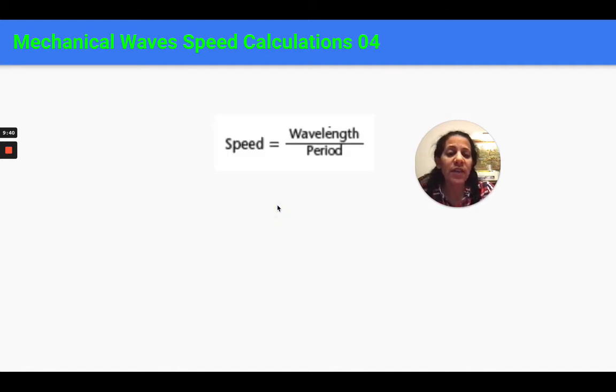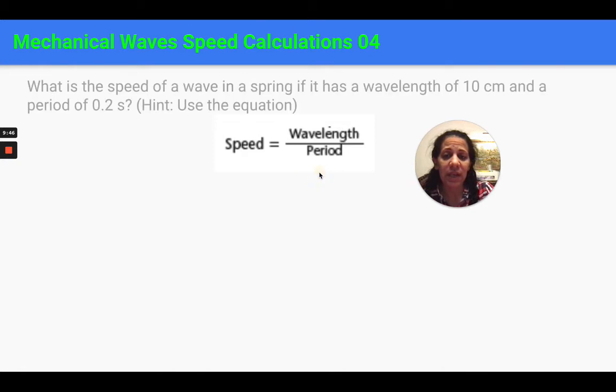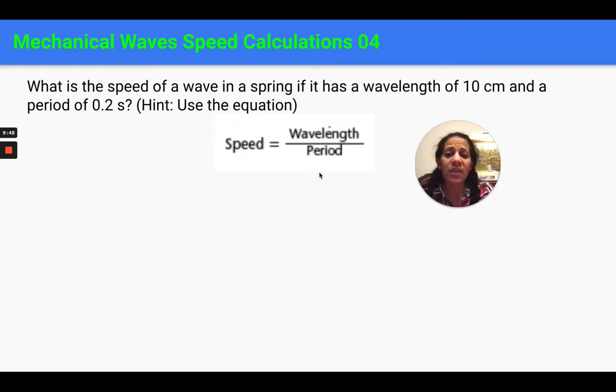Now, if I use the other formula that we talked about, which is speed is equal to wavelength over period, which is the normal distance over time. Let's see what he wants this time. What's the speed of a wave in a spring? Again, this is a longitudinal wave. If it has a wavelength of 10 centimeters and a period of 0.2 seconds. Okay? So that's how long the wave lasts. So I have the time.